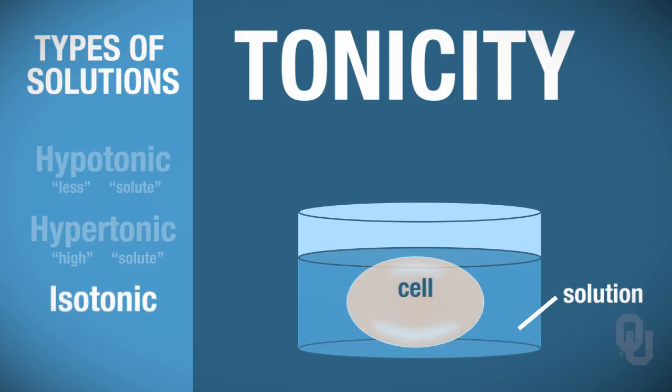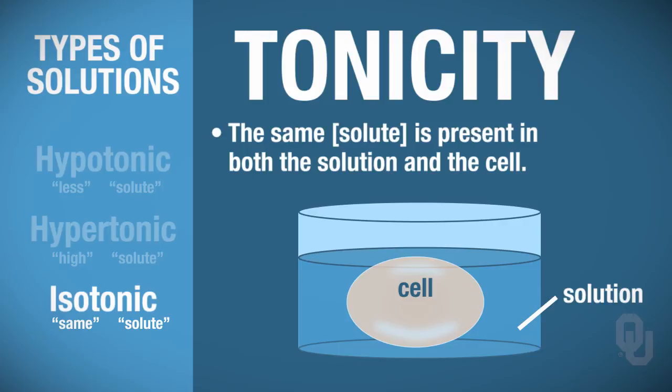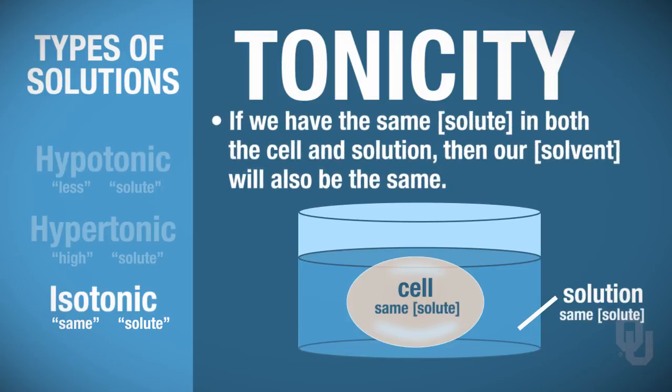Then we have isotonic solutions. So iso means same. Tonic again means solute. So what that means then is that we have the same amount of solute, the same concentration of solute in the solution as we do in our cell. So if we have the same concentration of solute in both locations, then we must have the same concentration of solvent, water, in the solution as well as the cell.